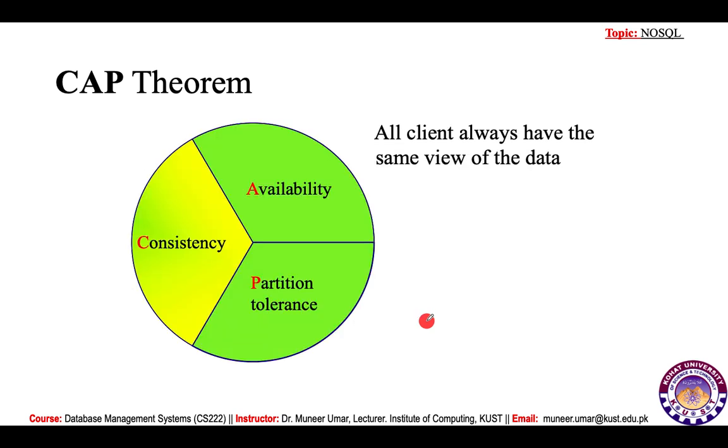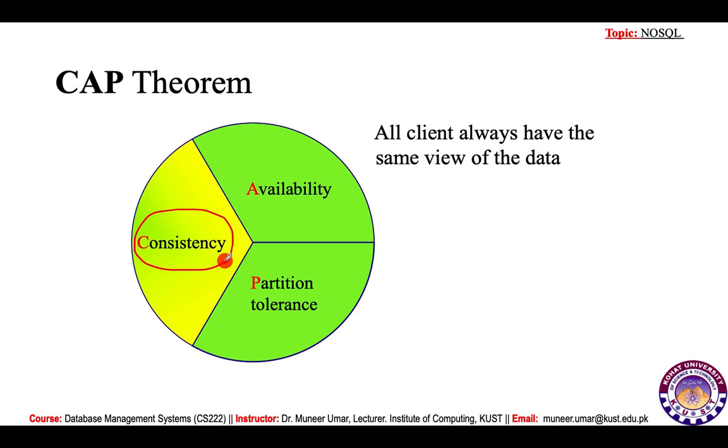So in CAP theorem, we have three things: consistency, availability, and partition tolerance. All clients have the same view of data. This is consistency. It means that on all the systems, on all the machines. We have a distributed system, so we will have different systems, different machines interconnected.